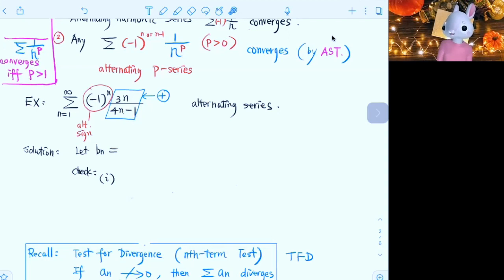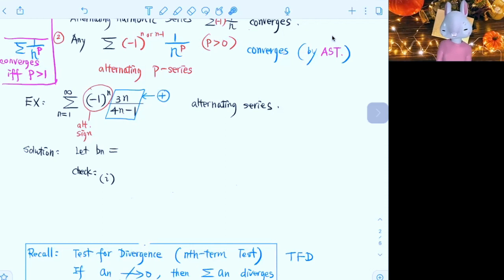This one over here, I say it is an alternating series because you actually need to check this. Sometimes it might not be. How can I tell the series is an alternating series? You will have a part that is always positive, and then you have this part here that will be the alternating sign.